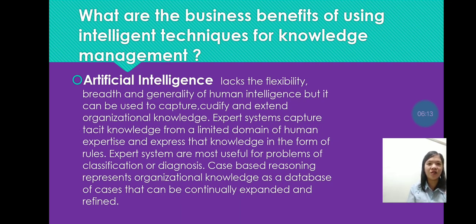Case-based reasoning represents organizational knowledge as a database of cases that can be continually expanded and refined.